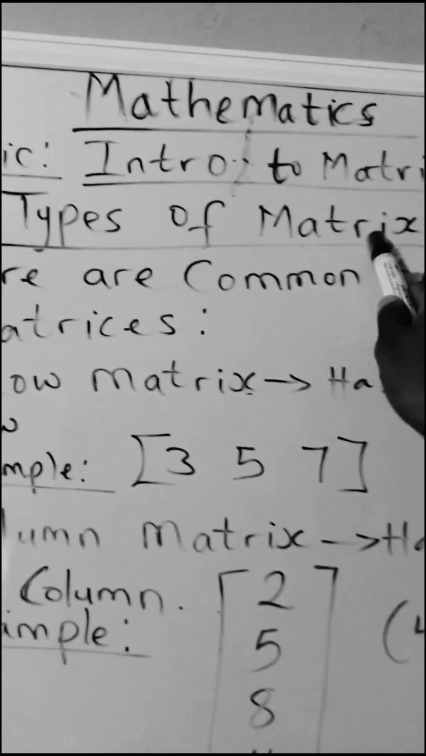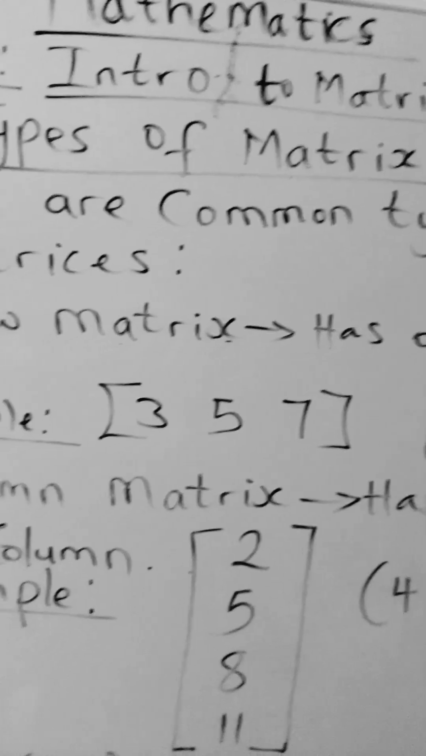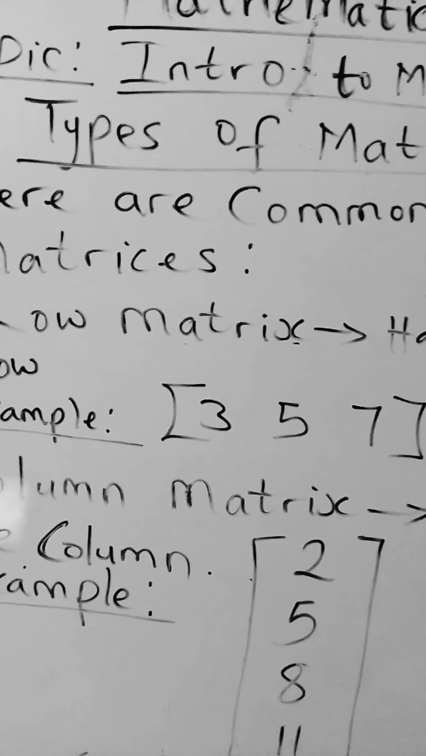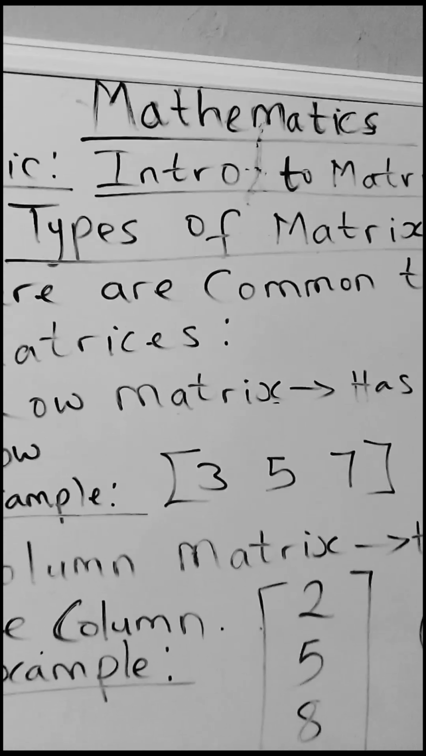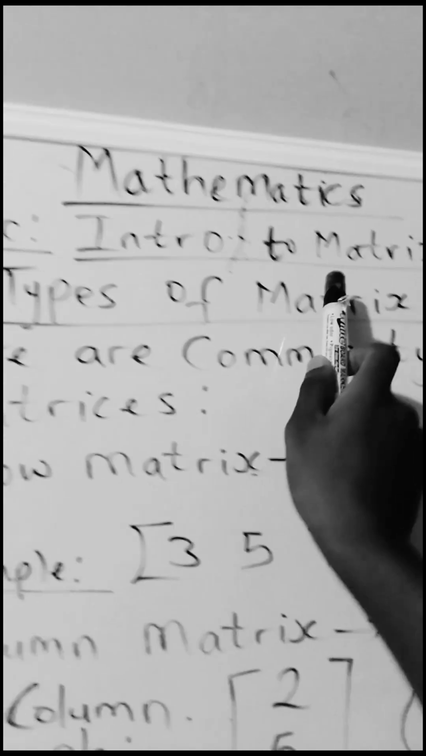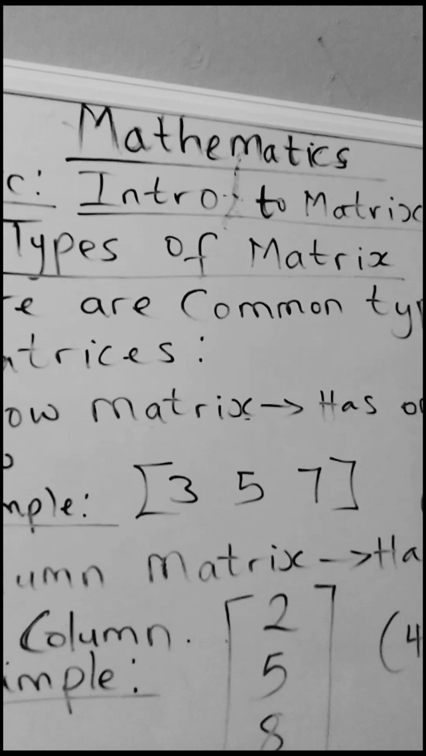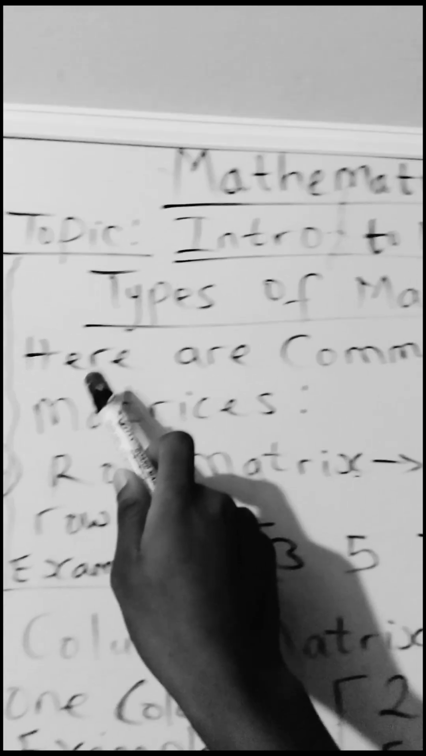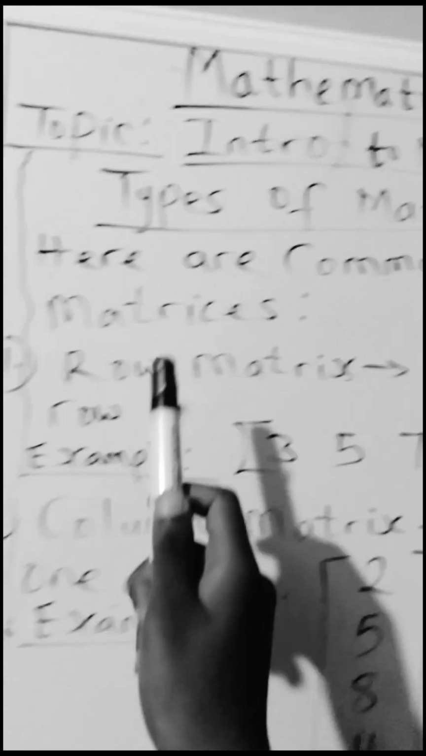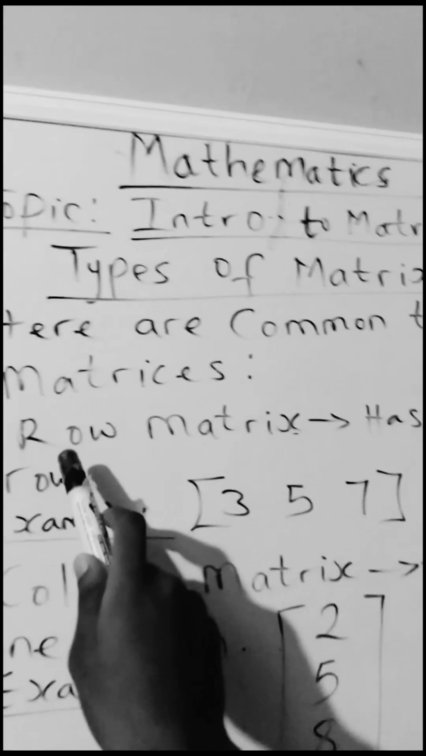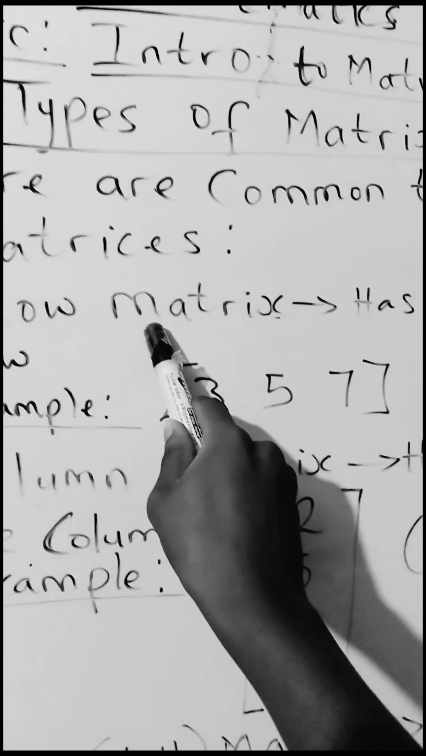Now, under types of matrix, we have different types. Have you ever wondered how many types of matrices exist? Today we'll be talking about 5 of them. Here are some common types of matrices. The first one is the row matrix.